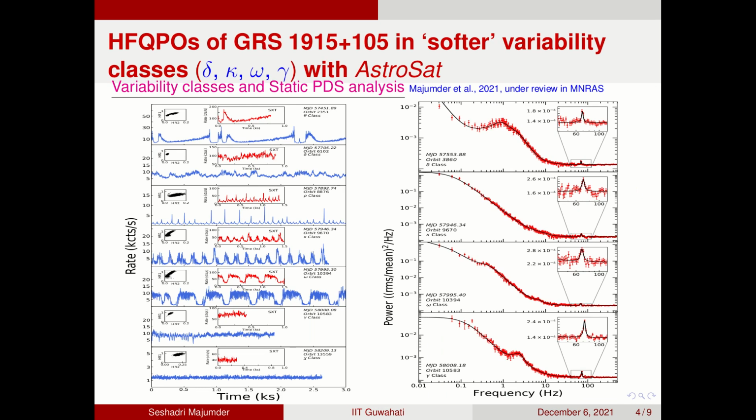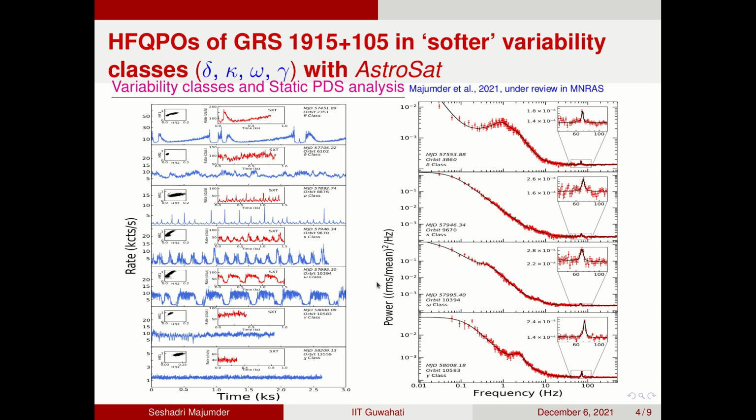So being motivated by this, we looked into several observations of AstroSat from 2016 to 2019 of this source GRS 1915+105. From the variability pattern in the light curve as well as the distribution of points in the color diagram, we could identify a total of 7 classes in our analysis. That is theta class, delta class, rho class, kappa class, omega class, gamma class and chi class.